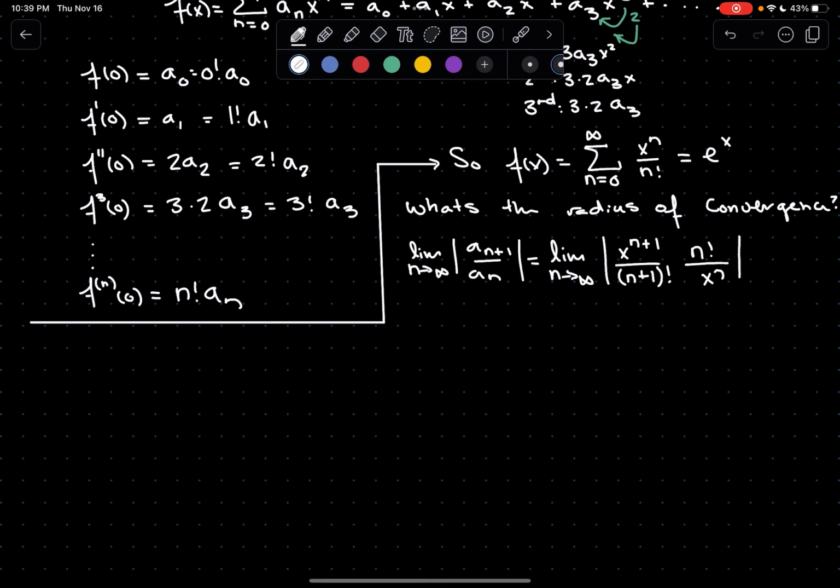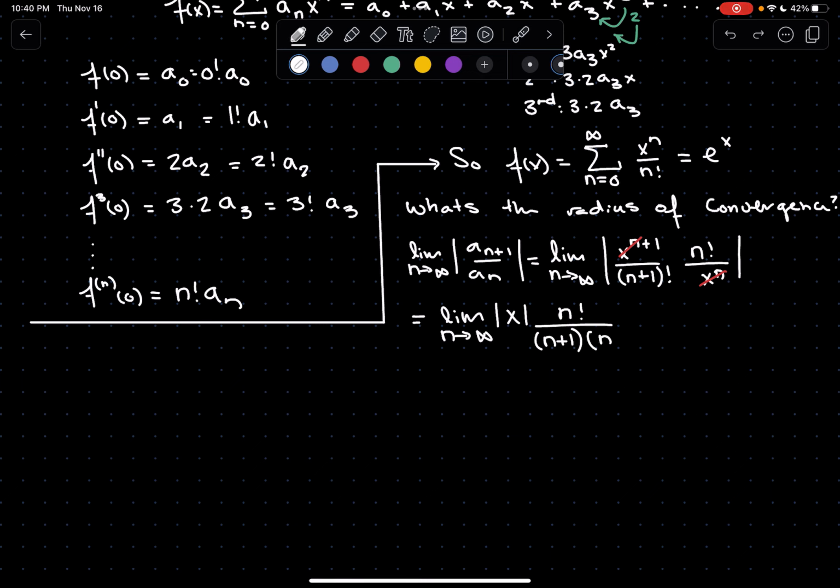Put absolute value. That's the limit as n goes to infinity. So I get one of these x's canceling with that. I just get an x in the numerator. I'm just going to put that x in the numerator by itself here. Right, the signs don't matter with the absolute value, so I just get n factorial over, I can split up this n plus 1 factorial into n plus 1 times n factorial.